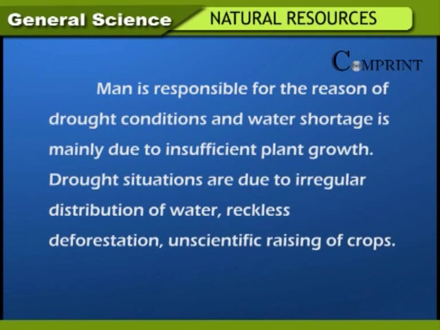Man is responsible for drought conditions, and water shortage is mainly due to insufficient plant growth. Drought situations are due to irregular distribution of water, reckless deforestation, and unscientific raising of crops.